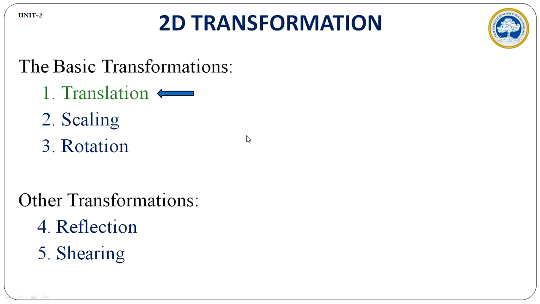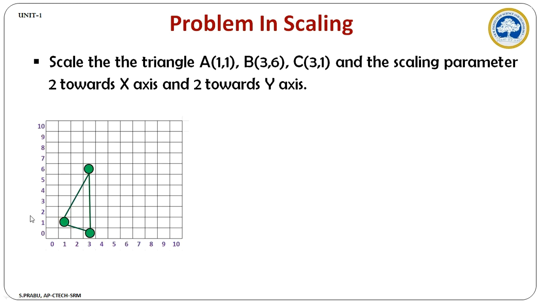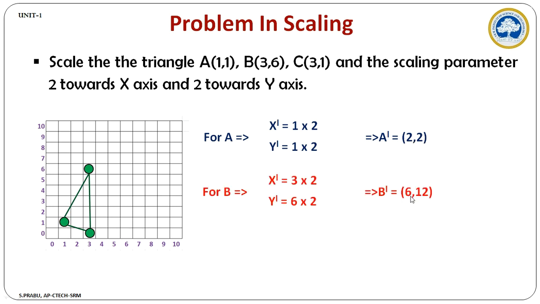Now we are moving to the next part, that is scaling. Scaling is nothing but increasing or decreasing the original size of the object. In this problem the object is a triangle. So I redraw the triangle, which has its own coordinate values. And this is the scaling formula. Here Sx and Sy are scaling factors. The given values are 2 and 2. So apply this formula for each vertex. For the first vertex A, the calculated values are 2, 2. For the second vertex, the calculated values are 6, 12. For the third vertex, the calculated values are 6, 2.